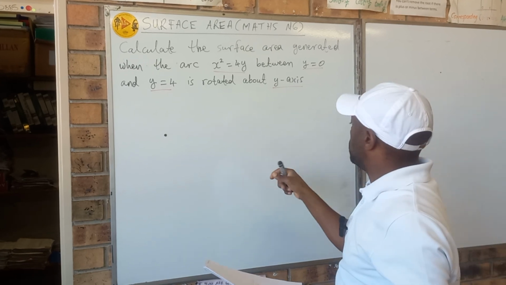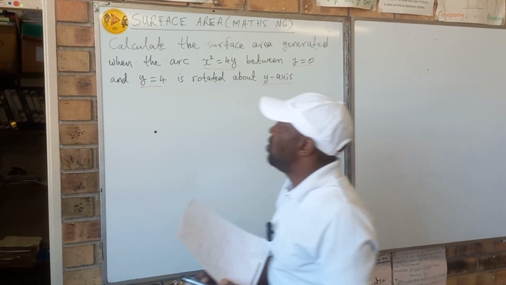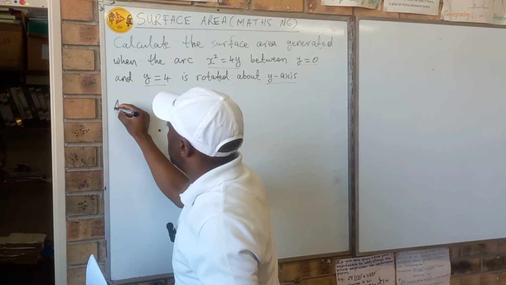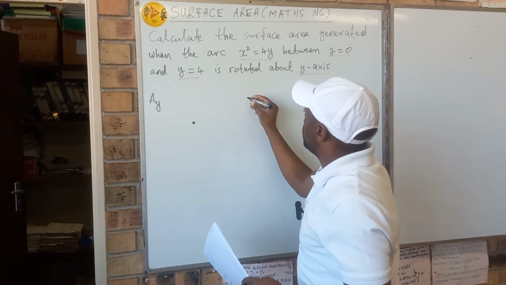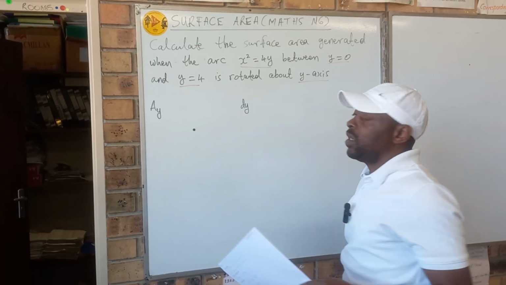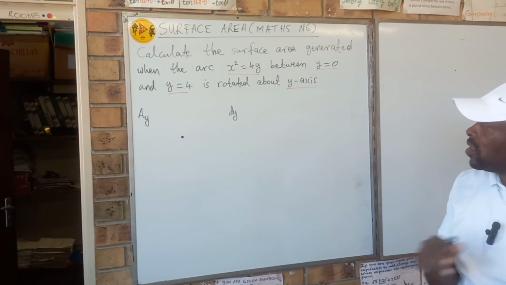So based on this information, we are doing a rotation about the y-axis. So my formula must be starting with ay. Then my limit in terms of y, so my formula must be ending with dy. Then I will look through my formula sheet and search for that formula.